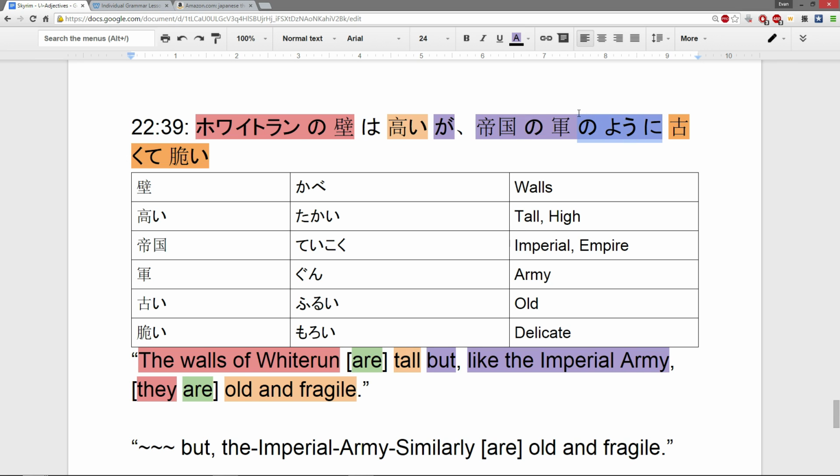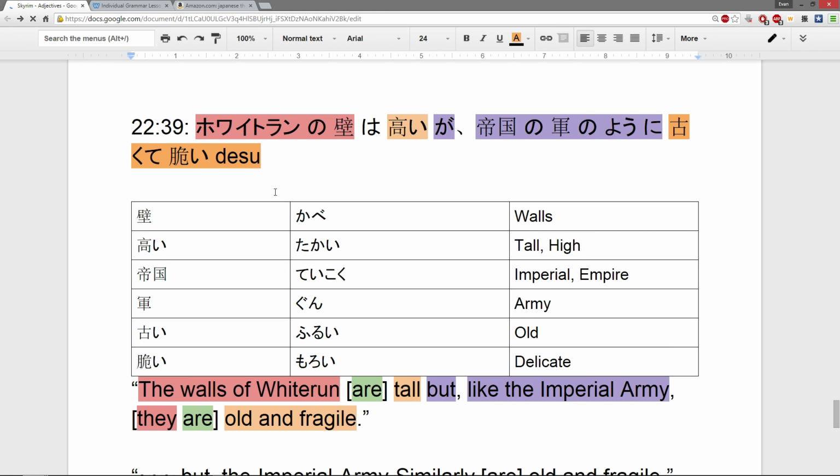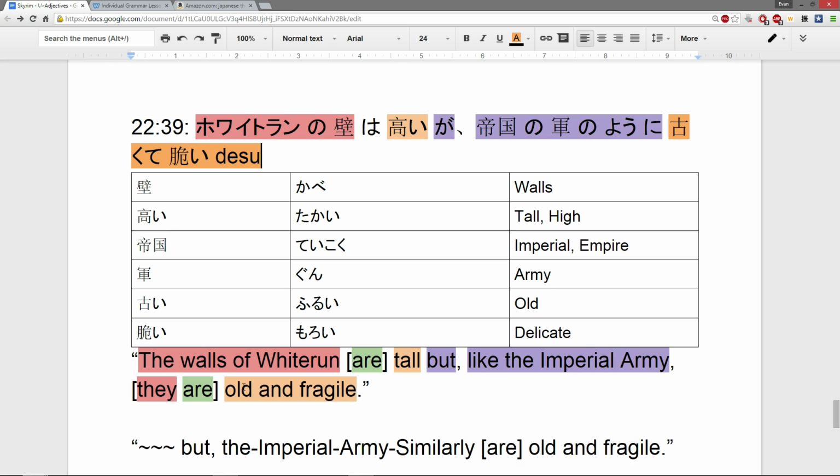Just like the Imperial Army, once again we don't have the subject because it's over here. This subject follows all the way over to this clause as well. The walls of Whiterun, they are, once again the ru would be here at the end, but we don't need to put it in there because he's talking casually, are old and fragile. Old, and then this kute sort of does the and fragile. But the Imperial Army similarly are old and fragile.